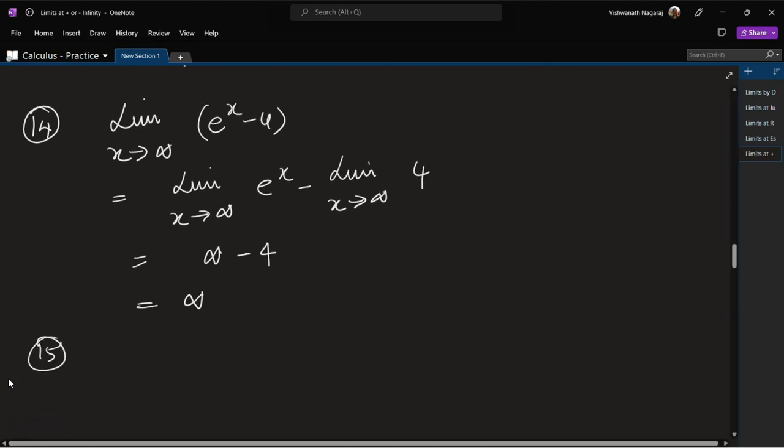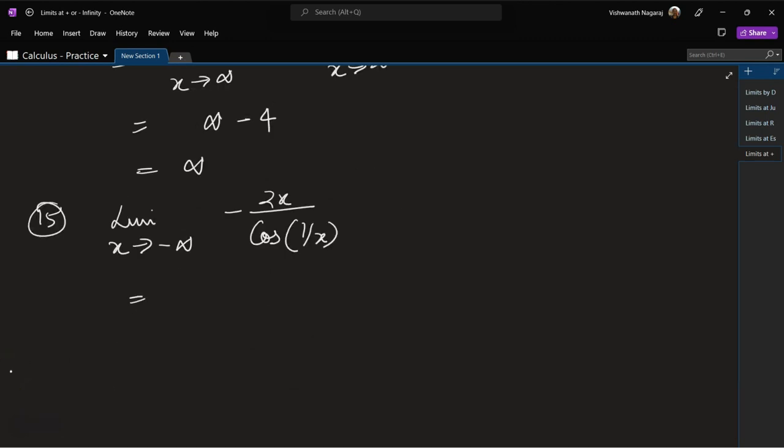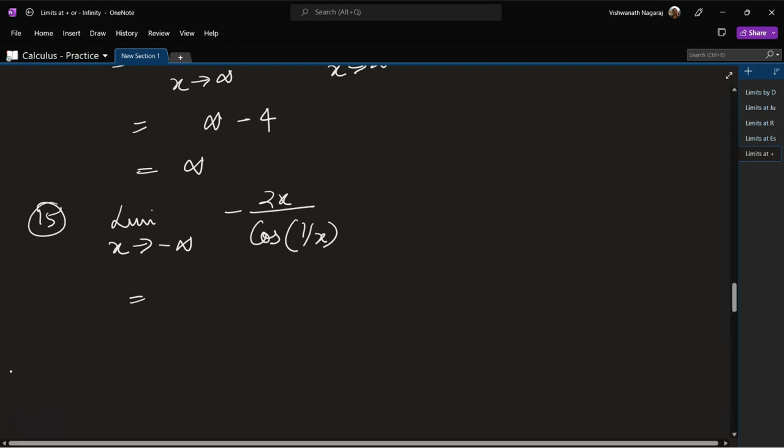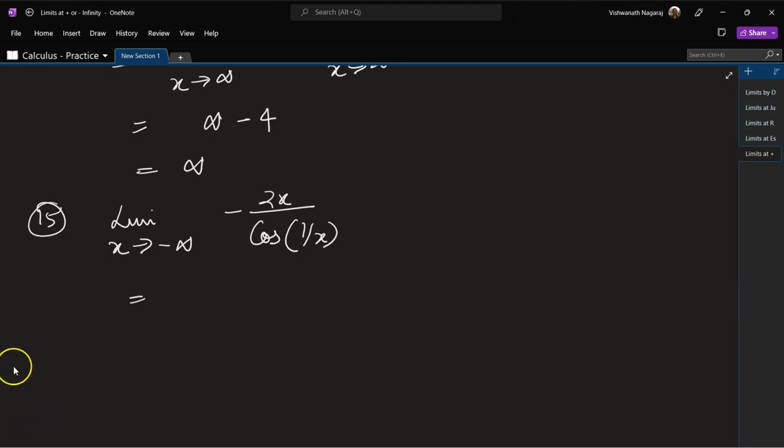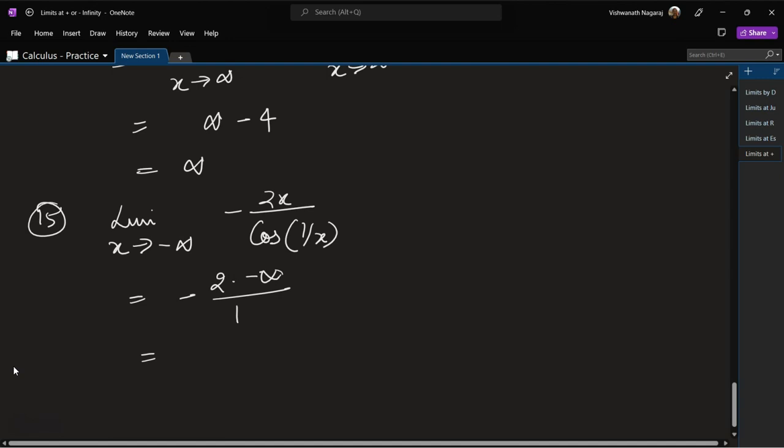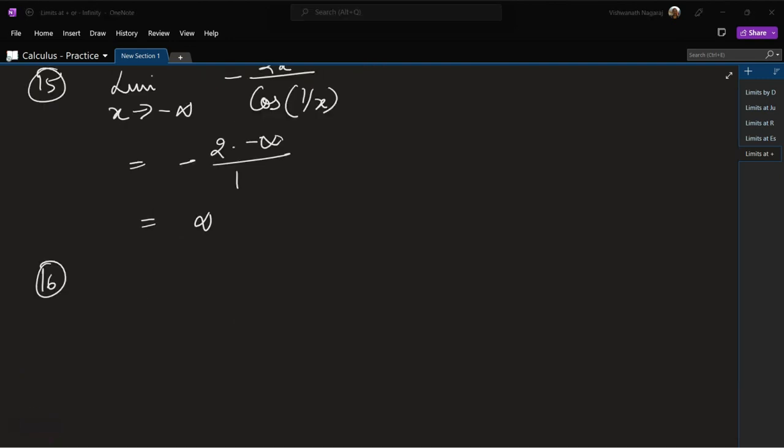Okay, 15th one. Limit as x approaches minus infinity of minus 2x by cos of 1 by x. Okay, now as the 1 by x goes to minus infinity, what happens? 1 by infinity becomes 0. So if it gets to 0, cos 0 is 1. So minus 2 times minus infinity by 1 is equal to infinity. Let's look at the 16th one.